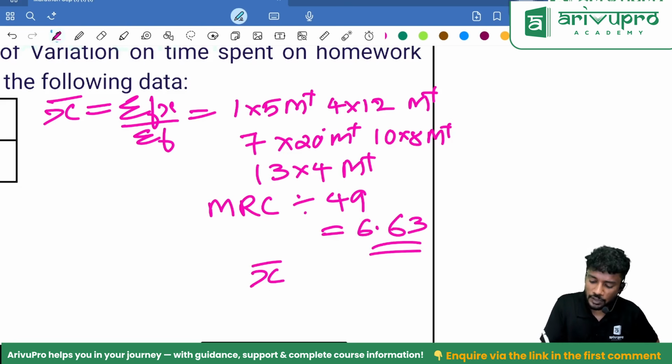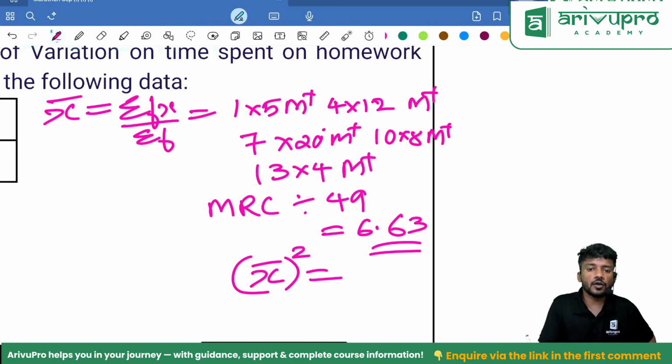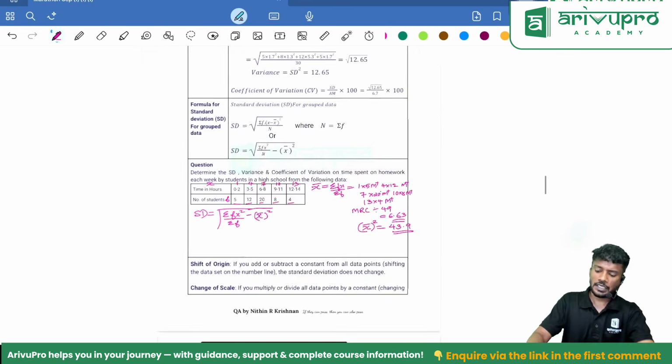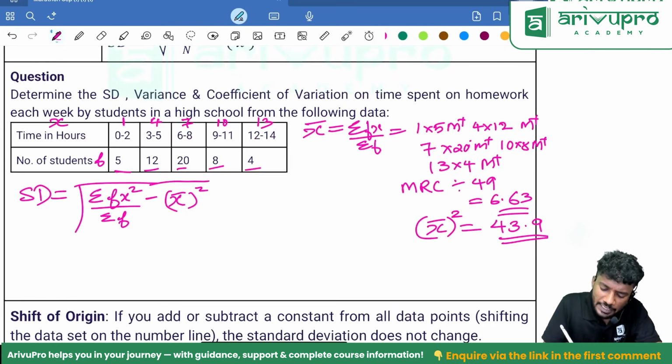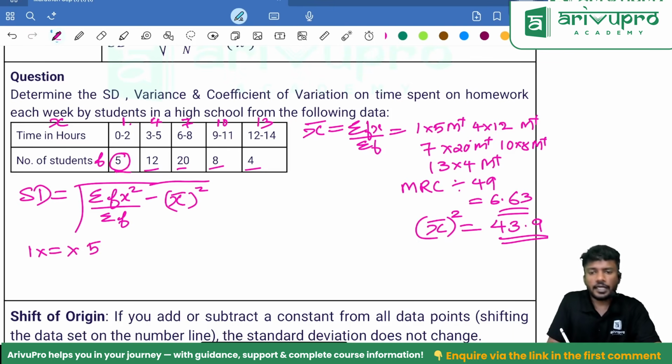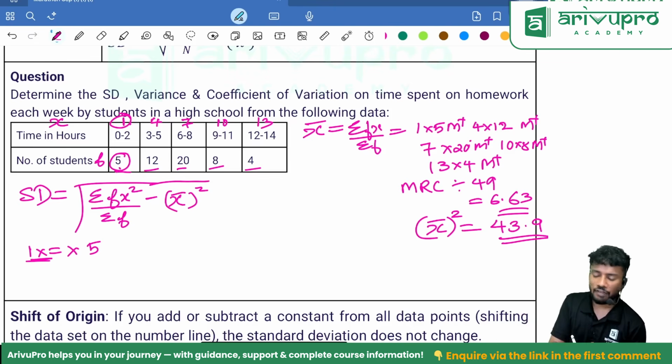Then x bar the whole square is how much? It is 43.9. Okay, let it be there. Now the next part. How to find sigma fx square? So x square is how much? The first one is 1 squared multiplied with the frequency 5. Fx square means we take the x value, square it, then multiply with the frequency value. Any doubt in that?